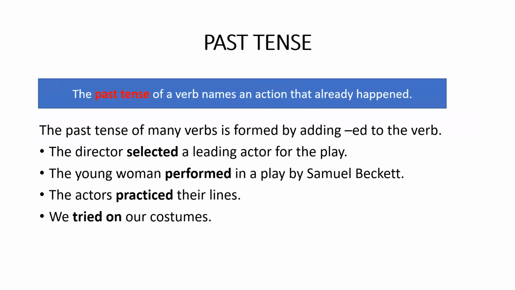Past tense. The past tense tells about something that happened in the past. The past tense of a verb names an action that already happened. The past tense of many verbs is formed by adding ed to the verb. You can notice the past tense forms of the verbs in the given sentences.